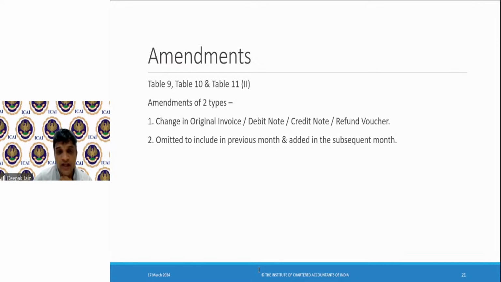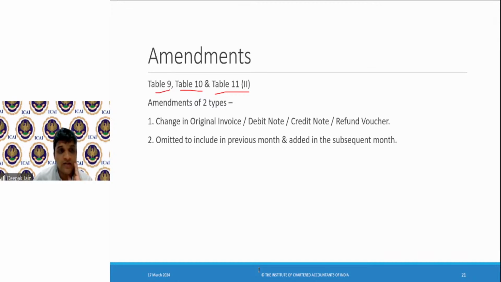What I have to do in case of amendments? Amendments could be of 2 types. I have to do the amendments in the respective tables, table 9, 10, and 11. This you don't have to remember. This is only for your reference. There are various tables in the GSTR-1. So from 1 to 8 is the details for the current month. And from table 9 to 11 is for the amendments of the data what I've reported in any of the previous months. I can do the amendment now.